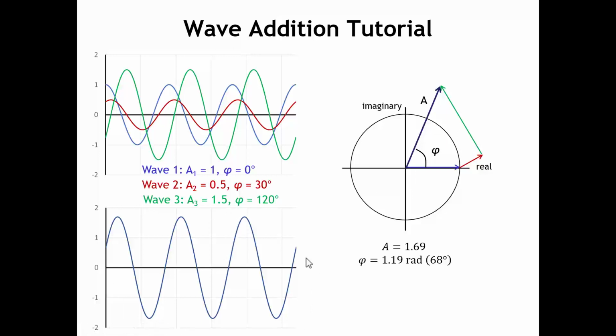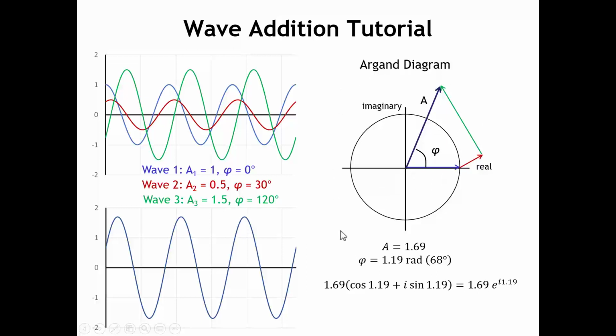So this way of adding the waves together is actually a very convenient, or clever, way of seeing what the waves that come out of this addition process are. And we call this kind of approach an Argand diagram.